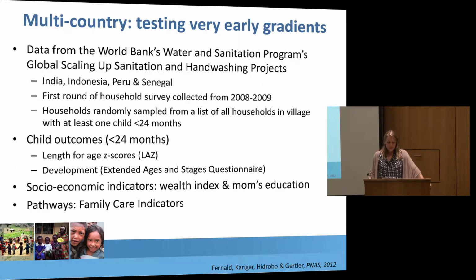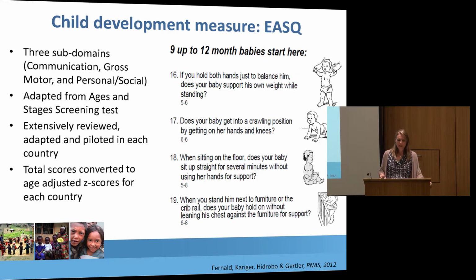So we used data from the World Bank's Water and Sanitation Program. Again, this was an opportunistic use of baseline data. I'm not showing you anything related to sanitation. I'm just showing you baseline data where we happen to have the child outcomes, and we also had socioeconomic status variables and family care indicators. And in this one, we have a little bit of a better sense of why wealth is related to child outcomes. So in this case, we used the child development measure, the EASQ, 3 subdomains of this test: the communication, gross motor, and personal social.